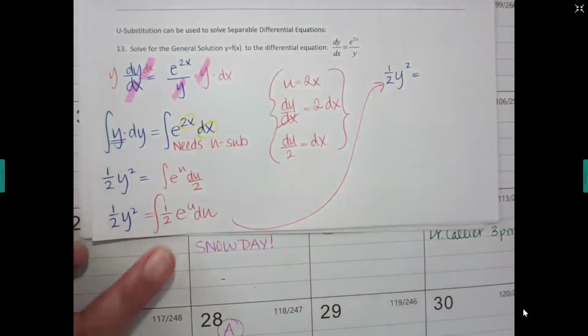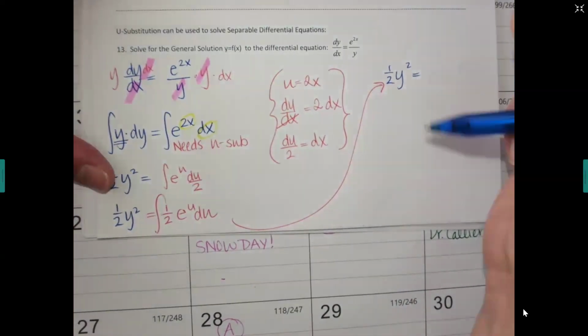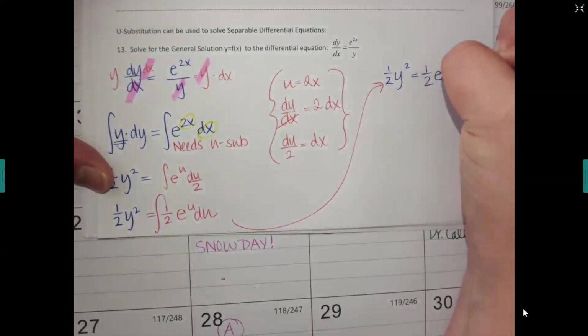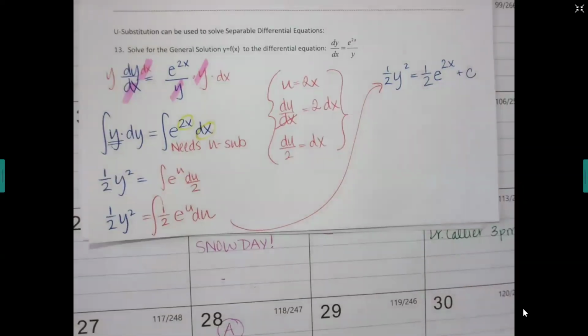Why would we know it's by 2? Because it's a divide by 2. So just pretend like this is a 1 du, then that's a 1/2 that would need to be in the front. Okay, then from there we said the integral of a 1/2 e to the u is a 1/2 e to the u again. But then I'm going to switch my u back for a 2x plus c.